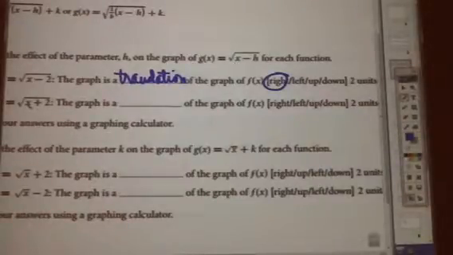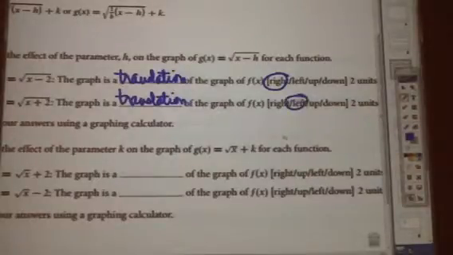Okay, what about plus 2? It's a translation. Right. And it moves left 2 units. Questions on that?